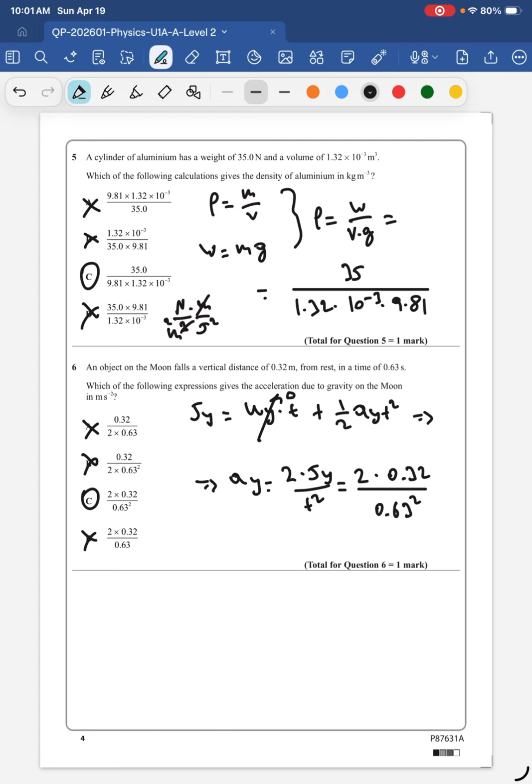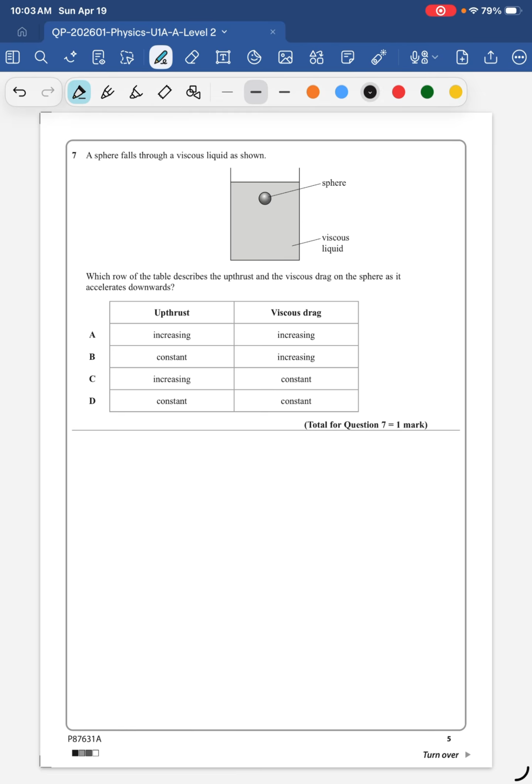So, moving on. Question 7, a sphere falls through a viscous liquid as shown. Which of the table describes the upthrust and the viscous drag on the sphere as it accelerates downwards?